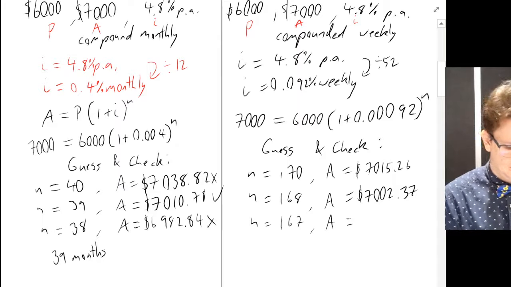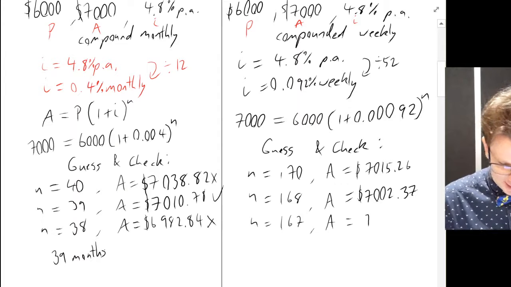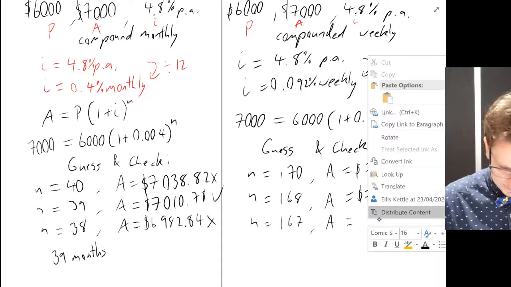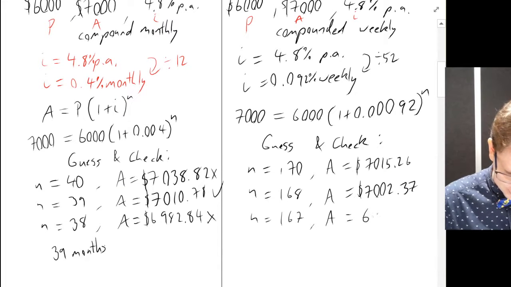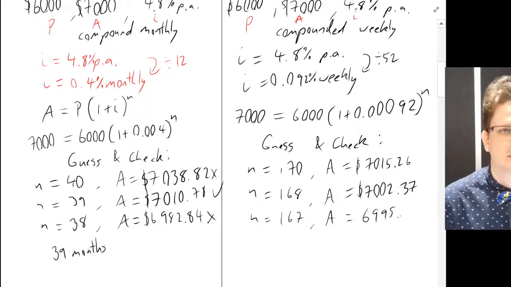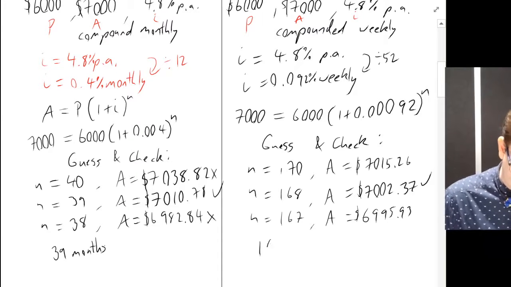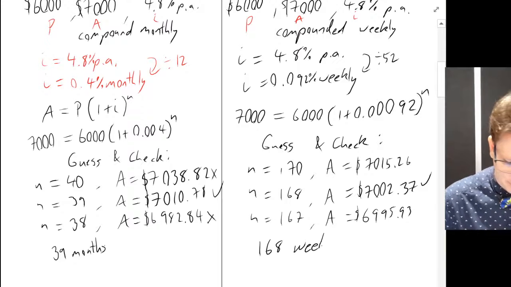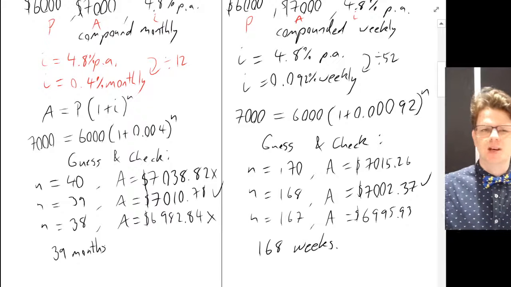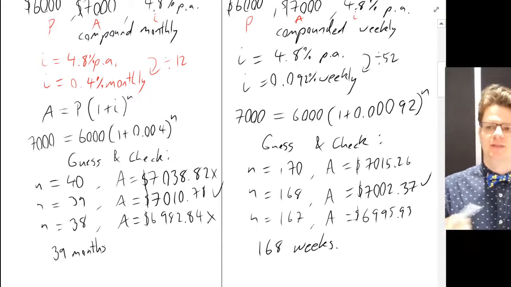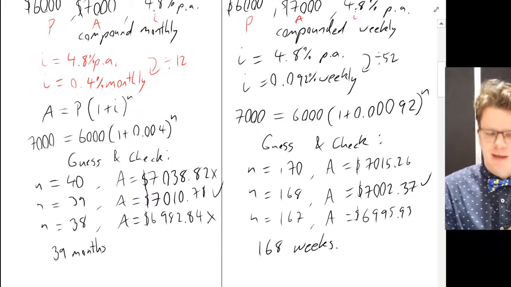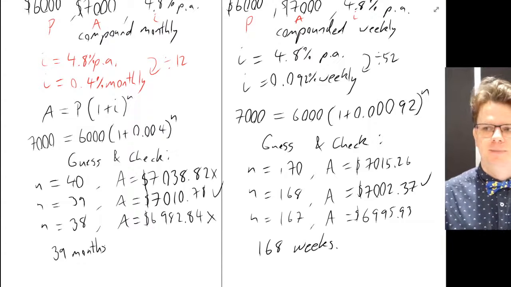And the last one, we've just got to check the one underneath to show that there's not a better answer. And this one was $6,999.93. That's our final answer, which is 168 weeks, because units are important. So it's a little over 3 years, right? 50 weeks in a year-ish. It's about a bit more than 3 years.